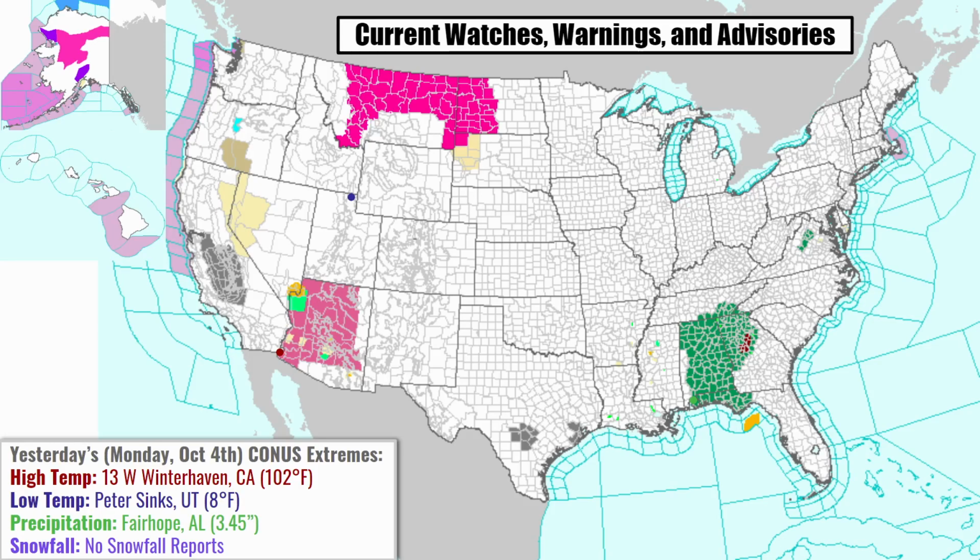Yesterday we had a high temperature 13 miles west of Winter Haven, California, which is a bit of a counterintuitive name. They got up to 102 degrees Fahrenheit. The low temperature was in Peterson, Utah, where they got down to 8 degrees Fahrenheit. The highest rainfall report was in Fairhope, Alabama, which is in southern Alabama, where they got 3.45 inches of rain, and there were no snowfall reports as of yesterday.